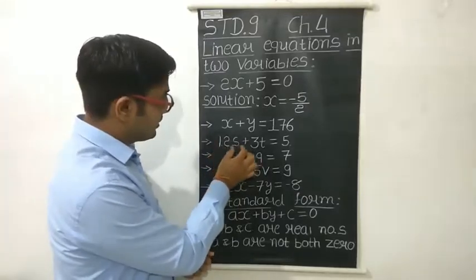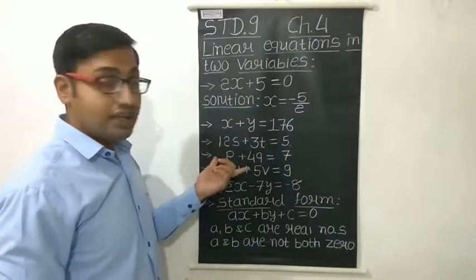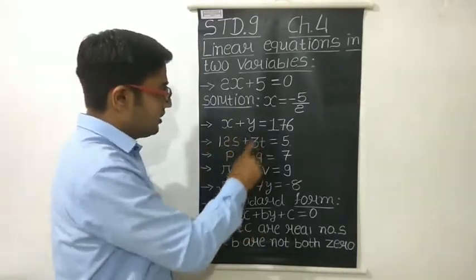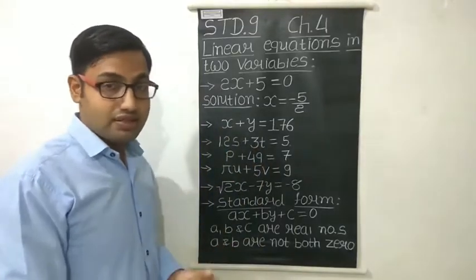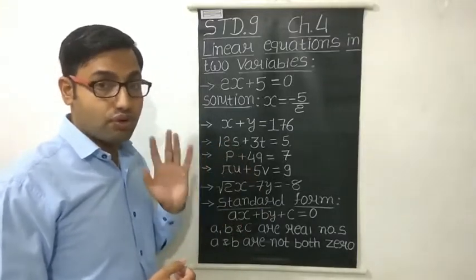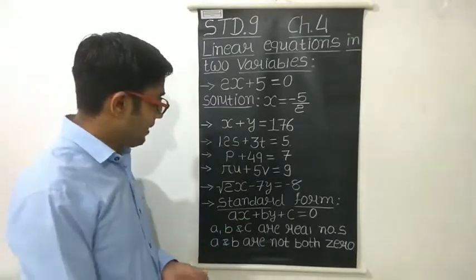1.2s plus 3t is equal to 5. So here, the variables are different. One of the variables is s, the second one is t. Yes, we can take any variable from the alphabets, but it must be in the small form. We do not have to take capital letters, right? We have to take small letters.